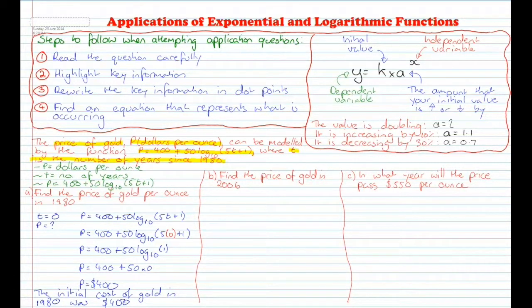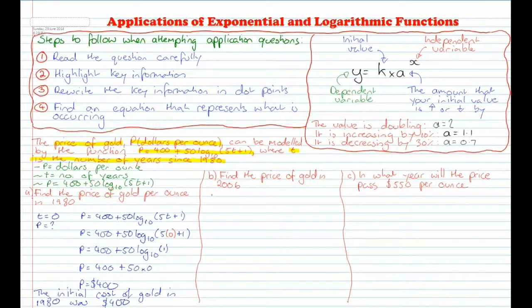So we're going to once again use the information that we've come up with over here, that is P is equal to dollars per ounce, T is equal to number of years, and P is equal to the equation. What we're going to do is figure out how many years it has been since 1980 in 2006, because that's what it's actually giving us, is the year. It's not giving us the price, because that's what we're looking for.